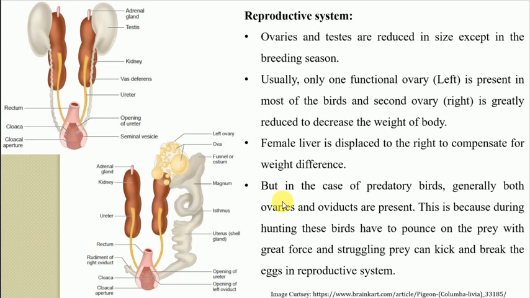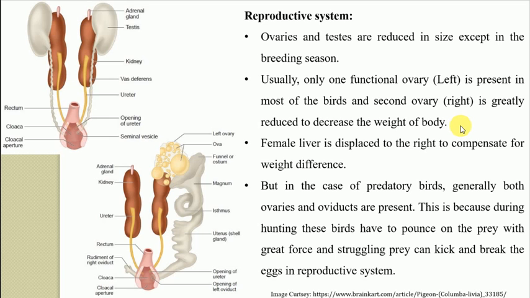Then the reproductive system. The ovaries and testes are reduced in size except in the breeding season. So only in the breeding season do the gonads develop. Usually only one functional ovary is present in females, and that belongs to the left side, and the second ovary from the right side is either greatly reduced to decrease the weight of the body. So this is another adaptation shown by the females to reduce the body weight.